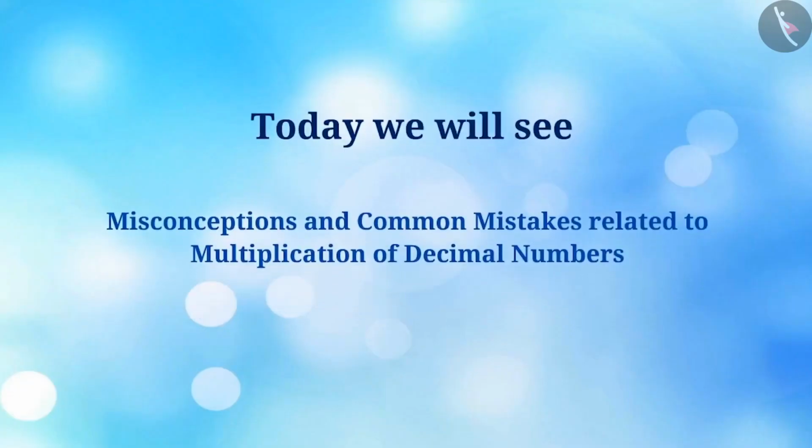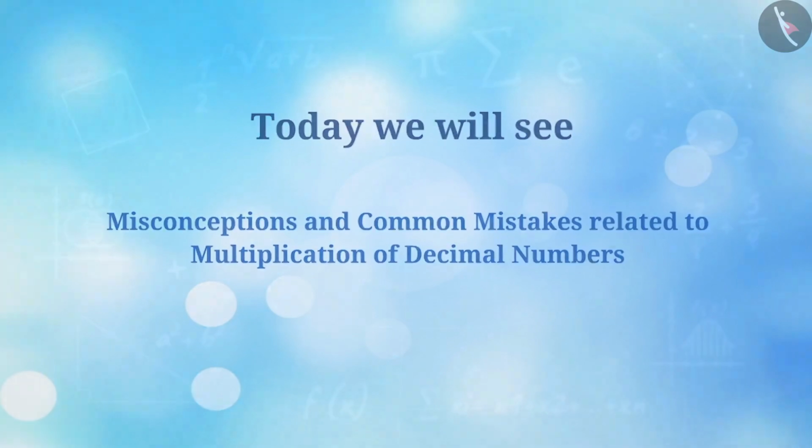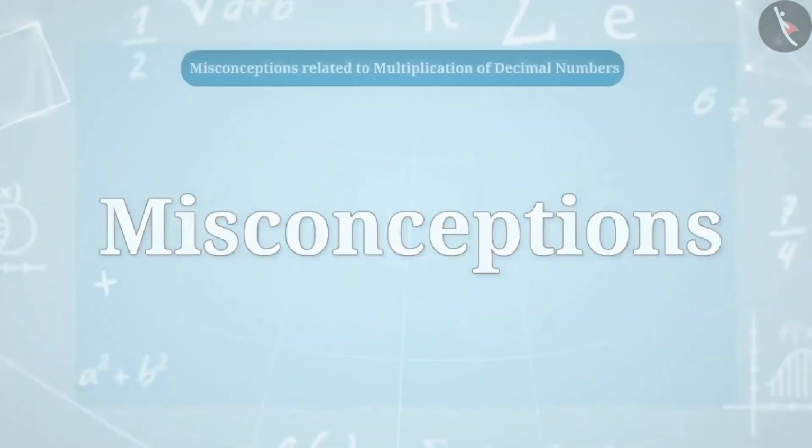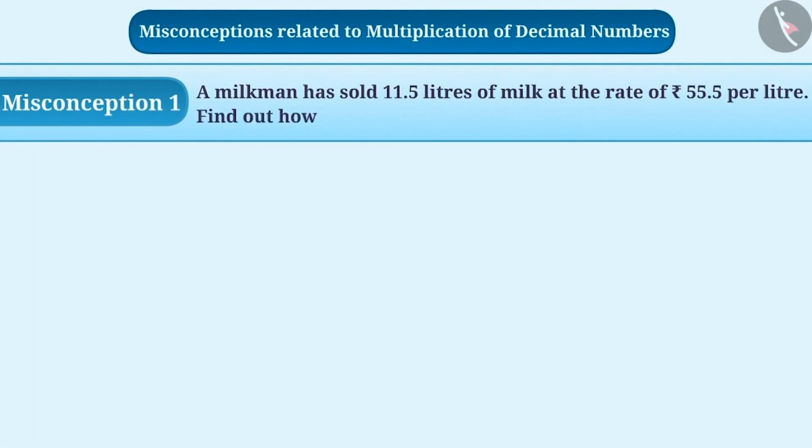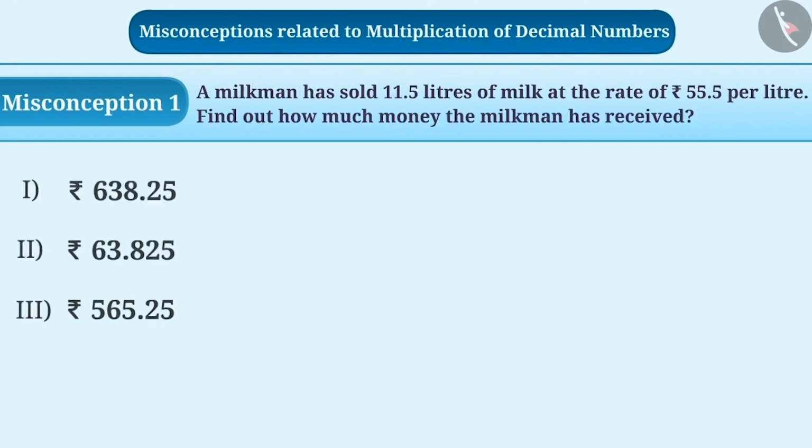Today we will see misconceptions and common mistakes related to multiplication of decimal numbers. Misconception 1. A milkman has sold 11.5 litres of milk at the rate of rupees 55.5 per litre. Find the amount of money earned by the milkman. To find the money earned by him, we have to find the value of 11.5 multiplied by 55.5.